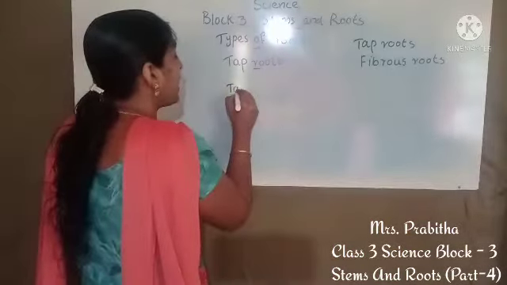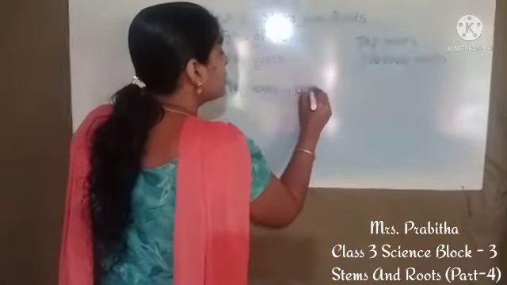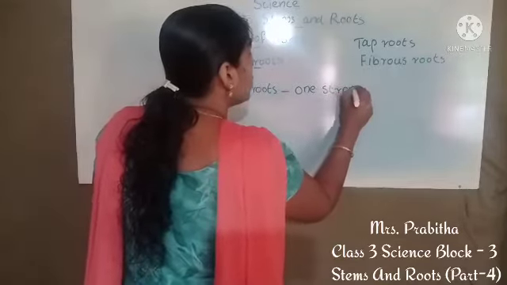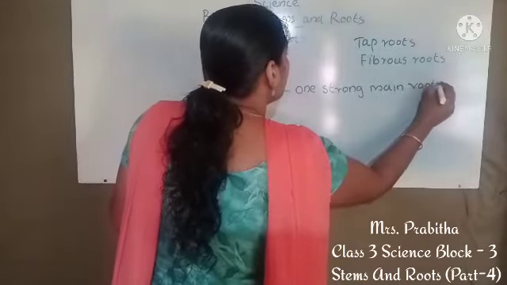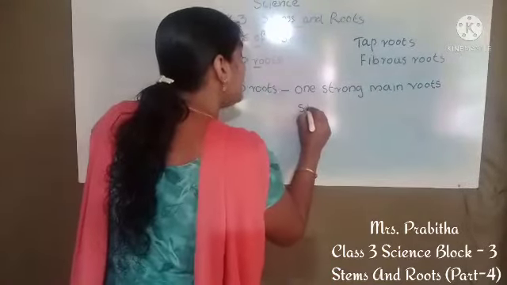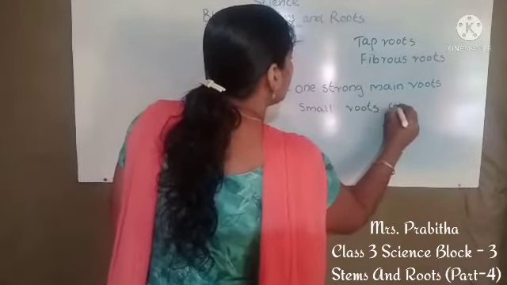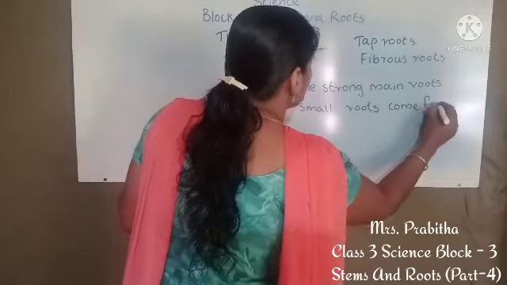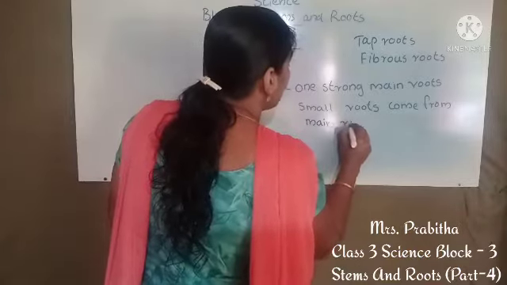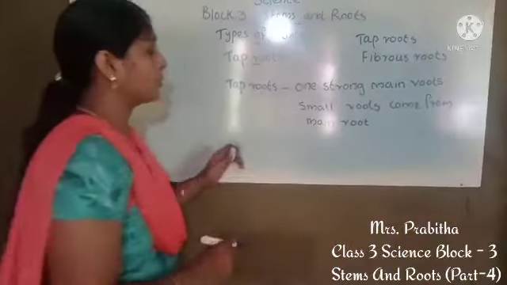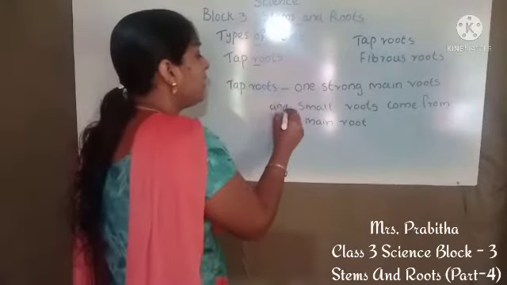Yes, tap roots have one main root, one strong main root. And some small roots come from the main root. Okay, so that is tap root. Tap roots have one strong main root and small roots come from the main root.